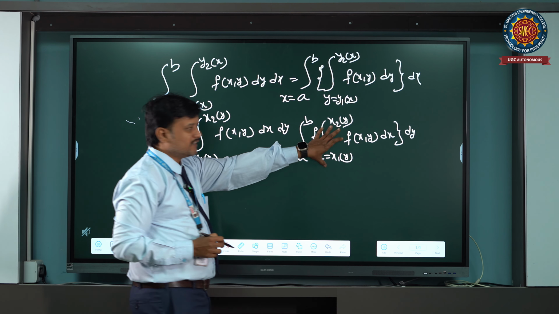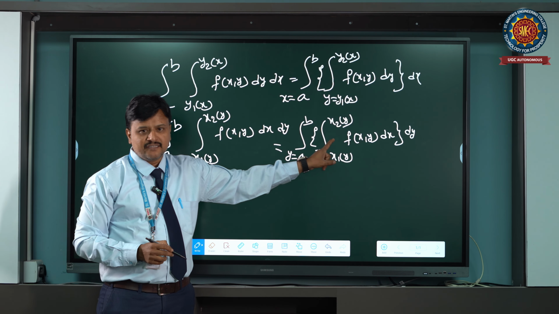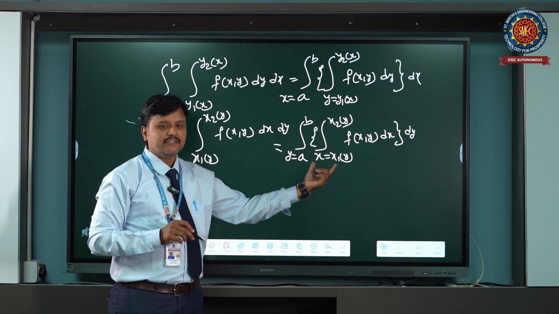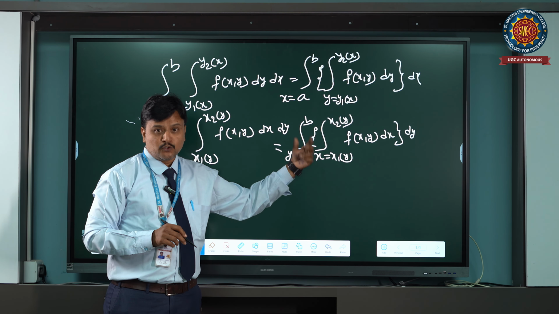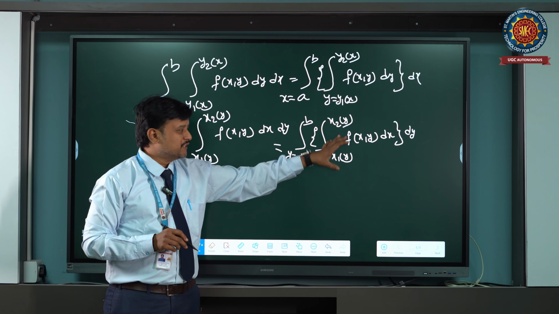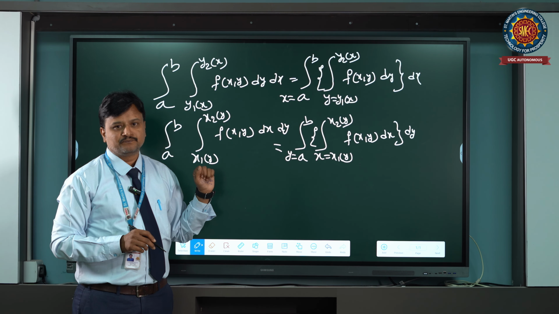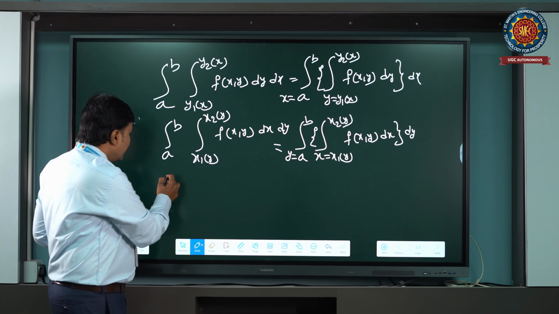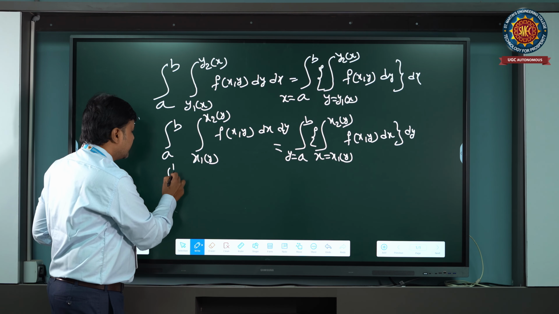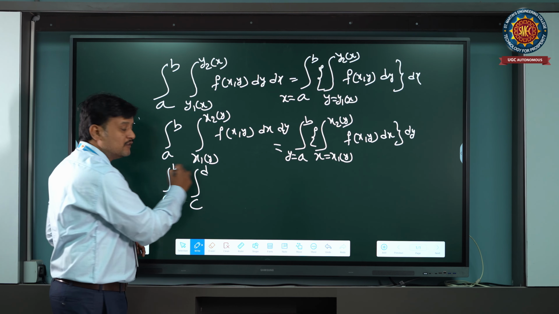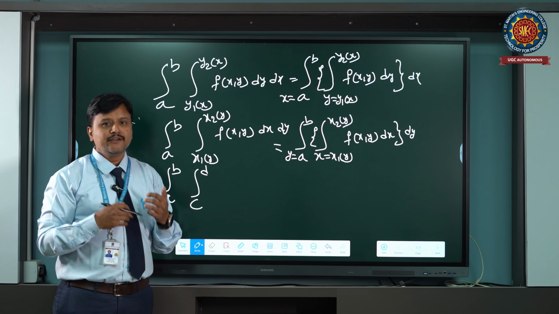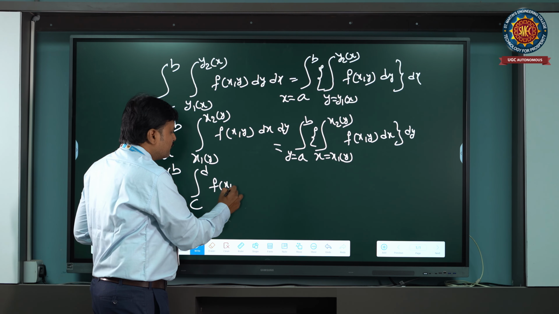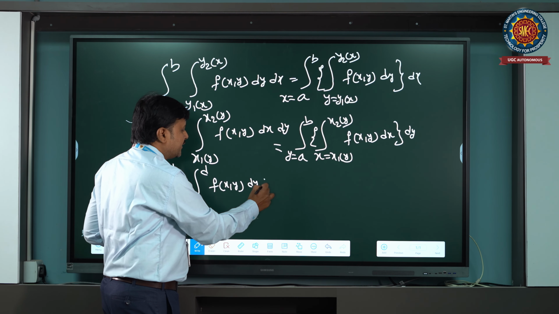Here the interior limits are functions of y, so we take them as x limits, and always integrate first with respect to x, and then the resulting expression with respect to y. So this is the way of double integration. And if all the four limits are constant, then how can we do the double integral? Let us see. f of x comma y dy dx.